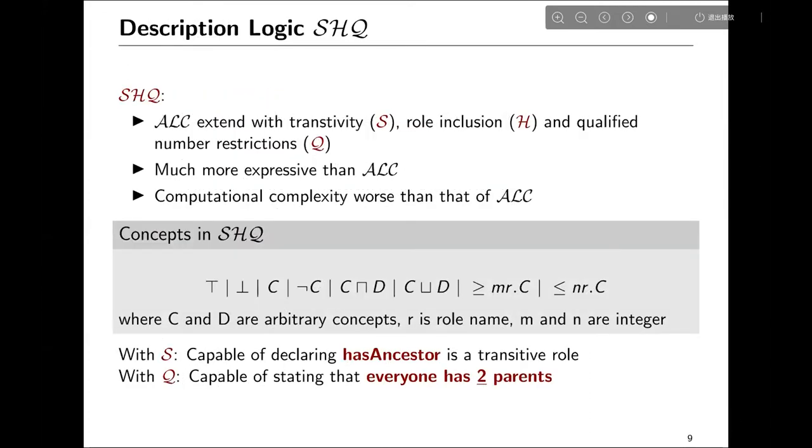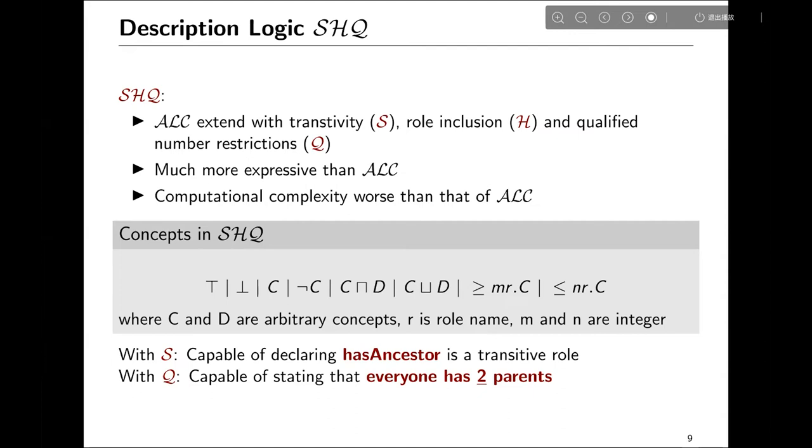And our UI method accommodates the DL SHQ. SHQ is extended from ALC with transitivity, role inclusion, and qualified number restrictions. SHQ is much more expressive than ALC, and its computational complexity is worse than that of ALC. With high expressivity, SHQ can model more complex knowledge. For example, with transitivity, we are capable of declaring has ancestor as a transitive role. With qualified number restrictions, we are capable of stating that everyone has two parents.